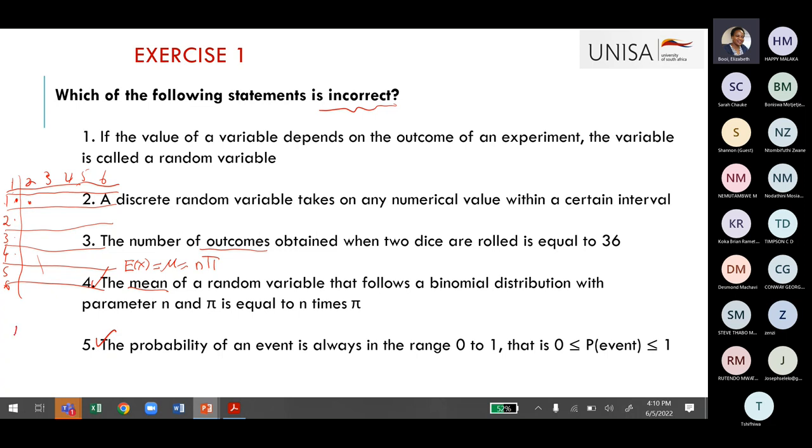Otherwise, like we did with the head, tail, head, you can also count how many there are, but it will take you forever because there are 36 outcomes that will happen here. So you will count 1, 2, 3, 4, 5, 6, 1, 2, 3, 4, 5, 6, and there are 6 rows and 6 columns as well. So that is correct. There will be 36 outcomes.